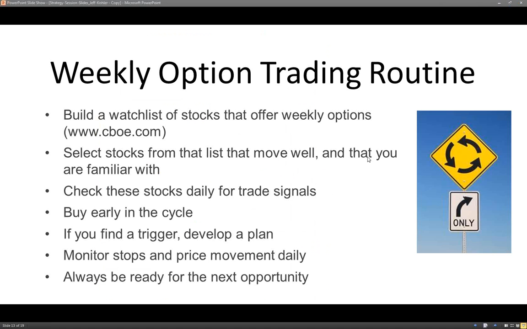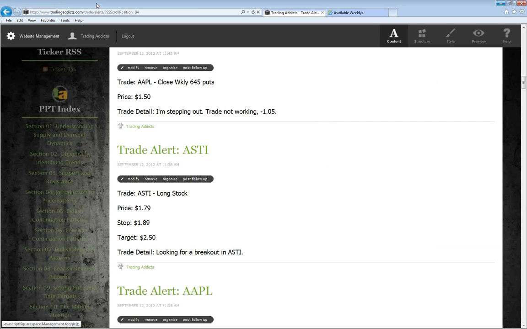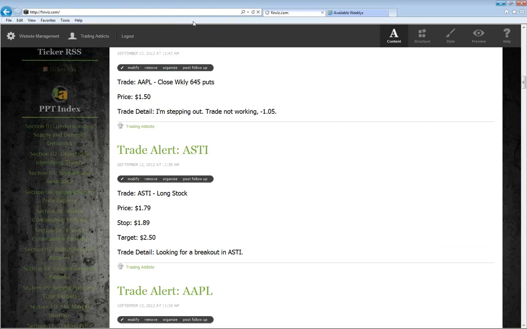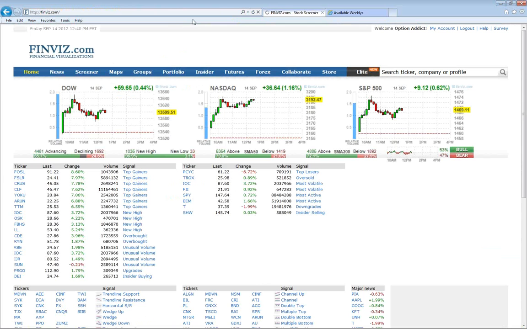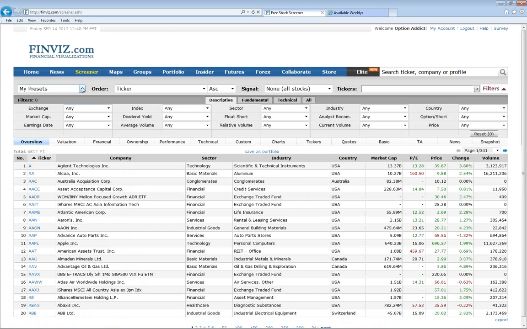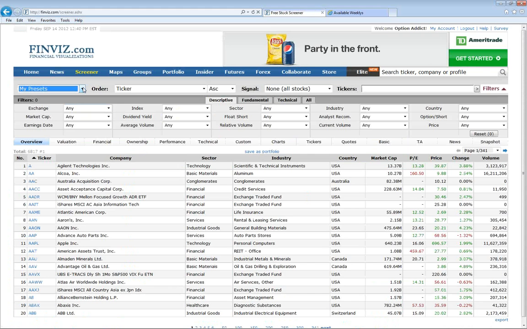Select stocks that move well and that you're familiar with, and then check these stocks daily for trade signals. Go to FinViz, dump these into a watch list, and then go there every day and find out which of those are offering buy signals. So let's say, for example, I go to FinViz real quick. I've got a couple of watch lists there. I go to the screener, go to my drop-down list.